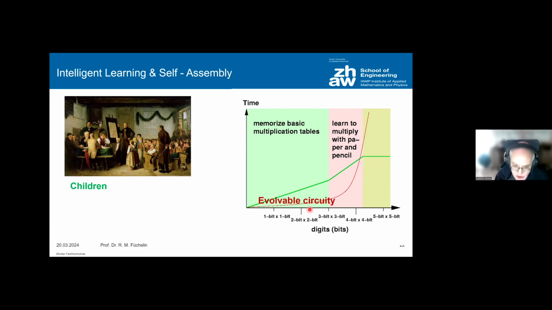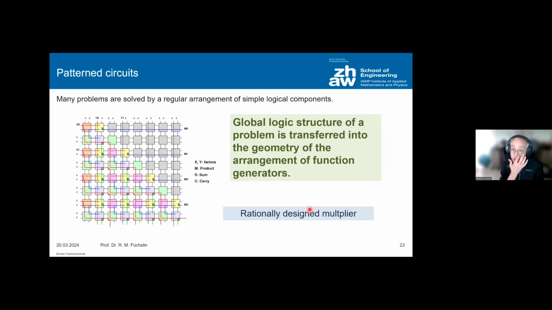And the situation with children is completely different. Children have quite a hard time to learn the basic multiplication table and an even harder time to learn the algorithm with paper and pencil. But once they master this algorithm, they can multiply more or less arbitrarily large numbers. And then I wondered, well, why is this the case? Then I spoke to an electrical engineer and he drew me the way multipliers are built with digital circuitry. And then I realized, oh yeah, that's a pattern actually.